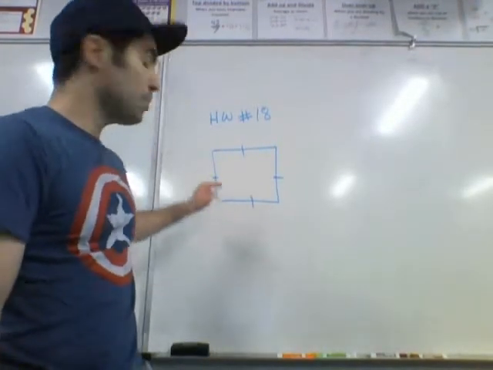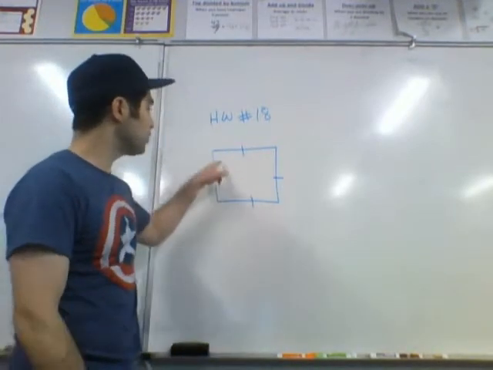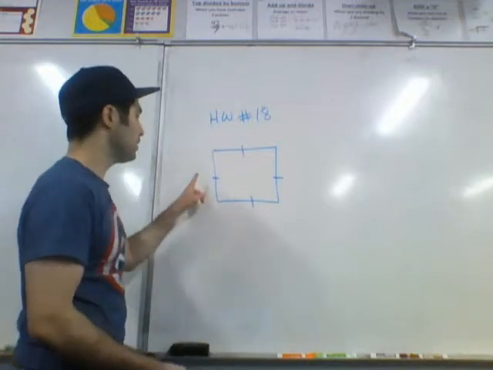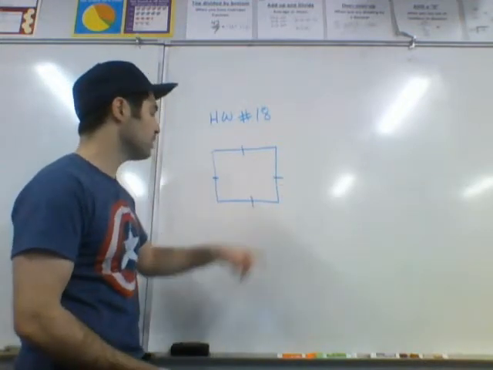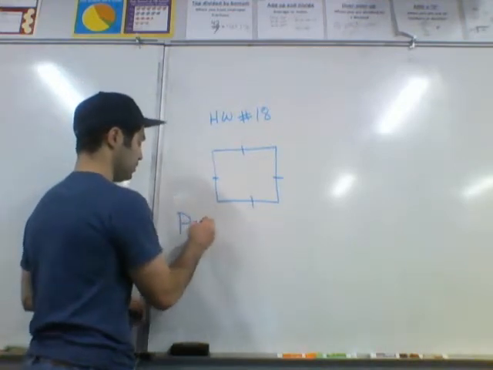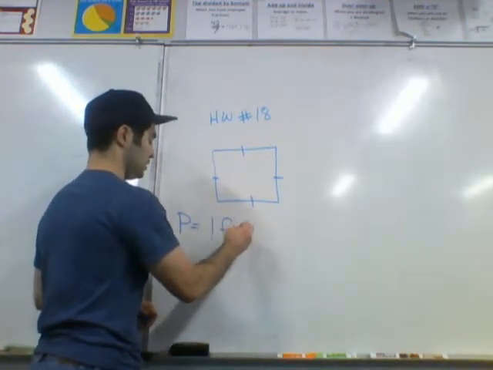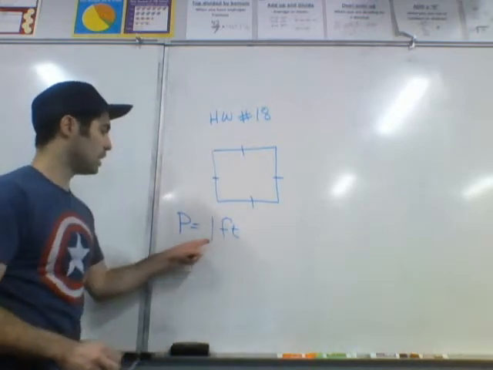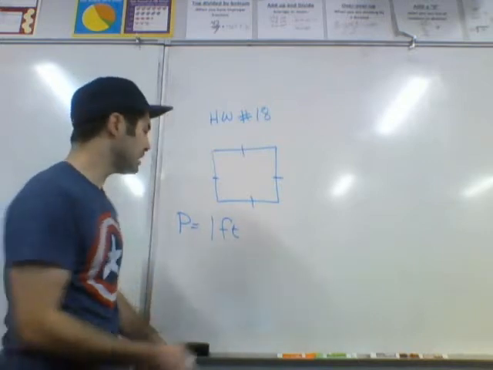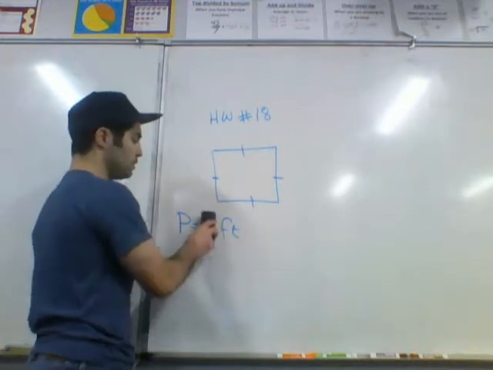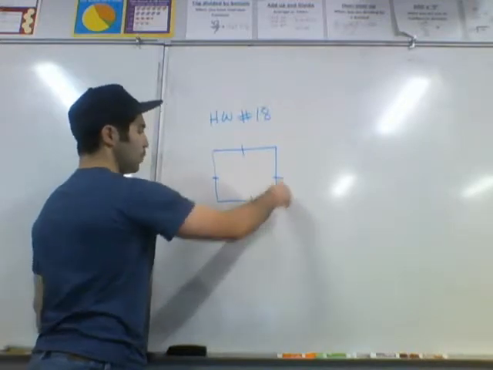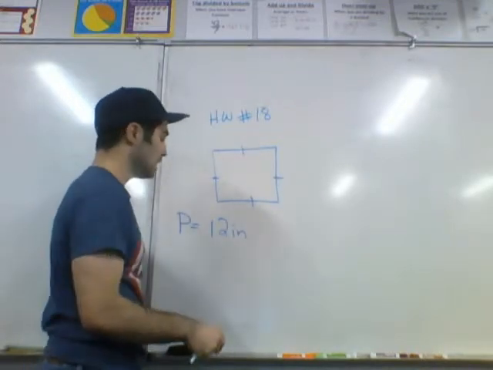Okay, I lied. I wanted to do one more problem, number 18, and it says the perimeter of a square is 1 foot. That means if I add this side plus this side plus this side plus this side, the perimeter is going to be equal to 1 foot. Okay? Well, but the question is asking for something in inches. So 1 foot we know is equal to 12 inches.